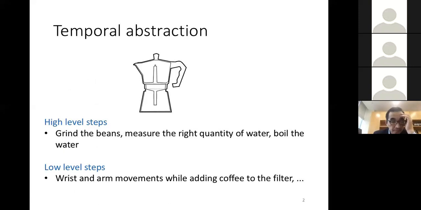Human decision making is always at multiple levels of temporal abstraction. Consider a man deciding to drink a cup of coffee. In his high-level planning, he may grind the beans, measure the right quantity of water. Each of the high-level steps will break down into the smallest actions, such as arm movements.